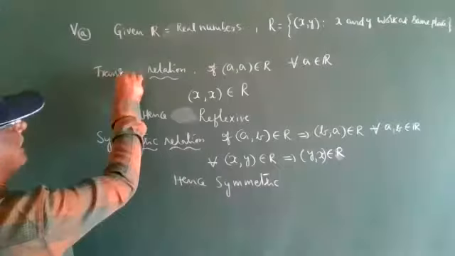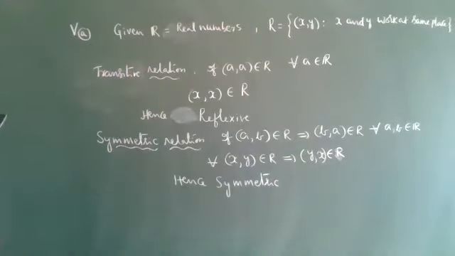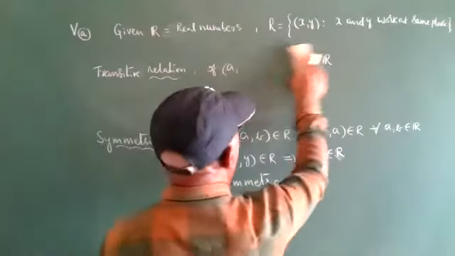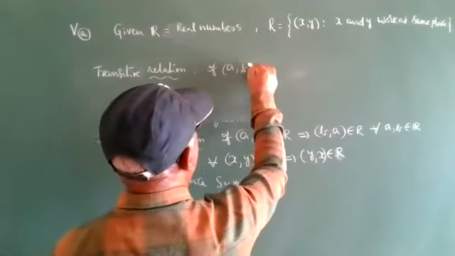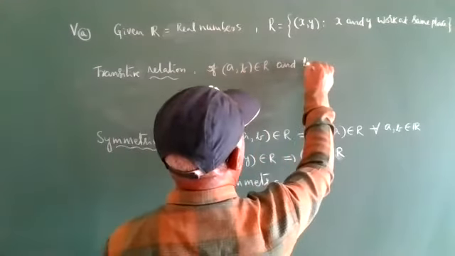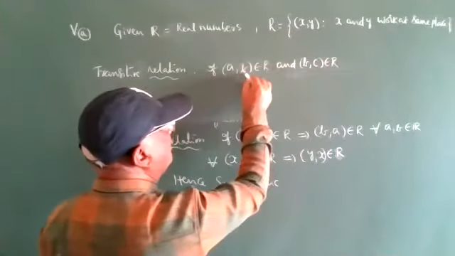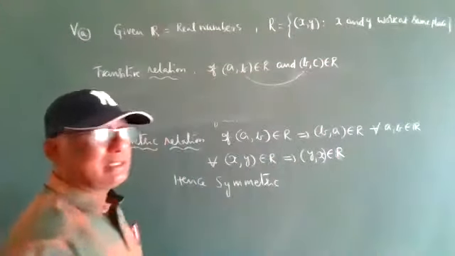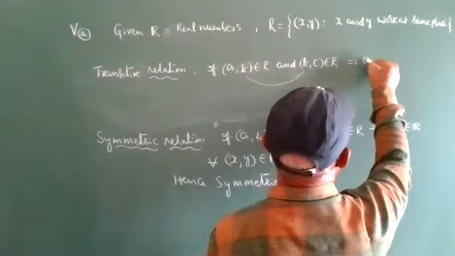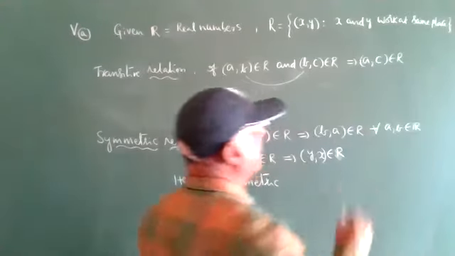Transitive relation. Everyone write down the transitive relation. A first definition, write down. If (A, B) belongs to the relation and (B, C) belongs to the relation, where B is repeated compulsorily, and then the first and the last, A and C, also belong to the relation, then only it is transitive.